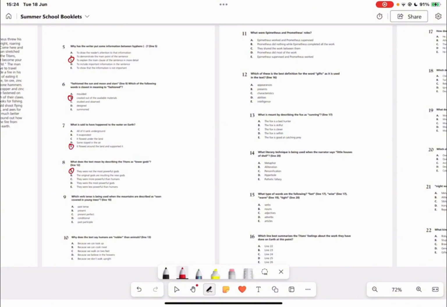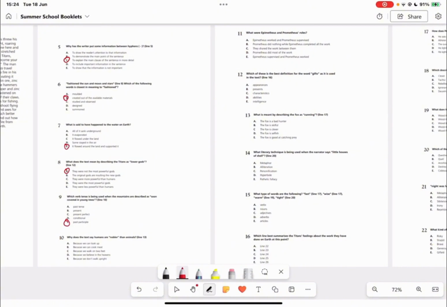So soon covered in young trees is a past participle. So rather than being past tense, it's saying soon covered in young trees, because you're referring to the past, but it's still referring to the time change.